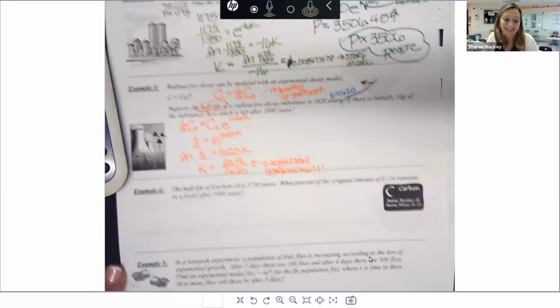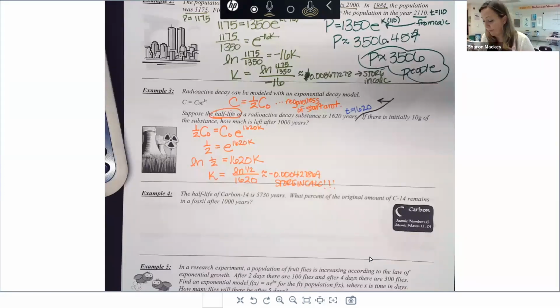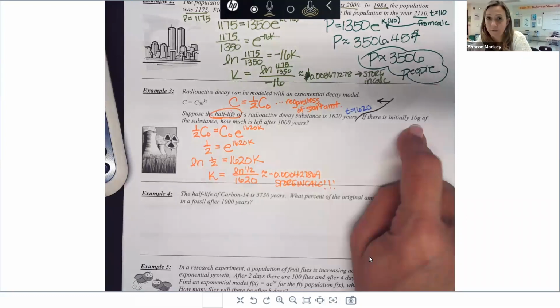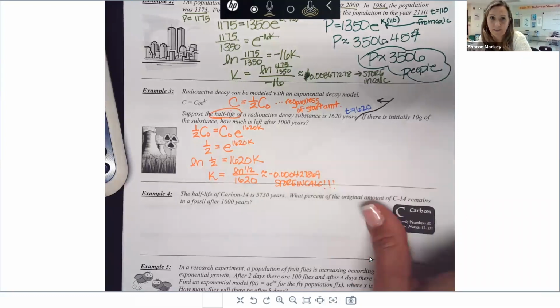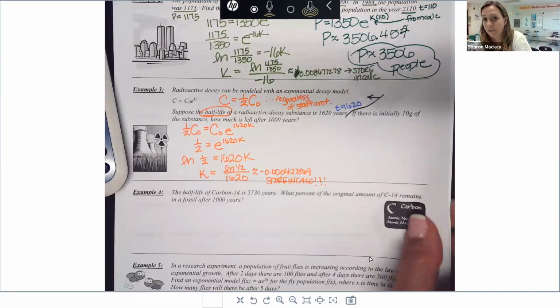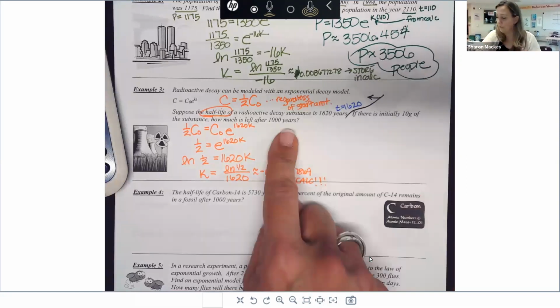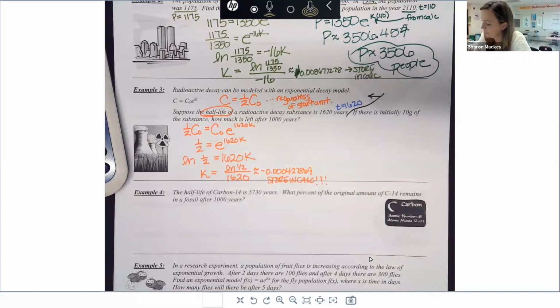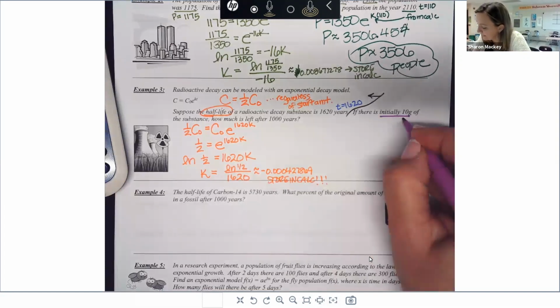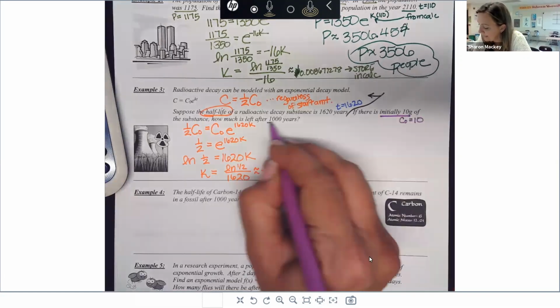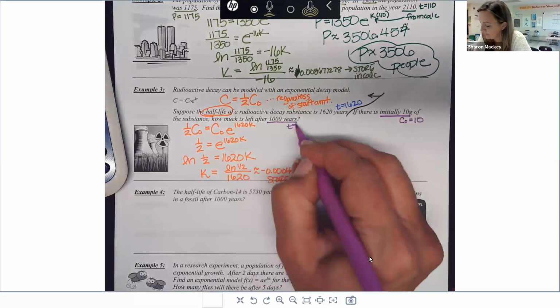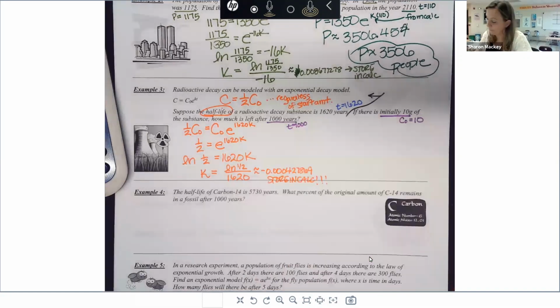And we do that so that the next part of our problem is going to be accurate. Now they're telling you that there is 10 grams of the substance. So now we can see how much is going to be left after 1,000 years. If there's initially 10 grams, let's say C sub 0 is 10, and let's say that T is 1,000. What would we end up with?